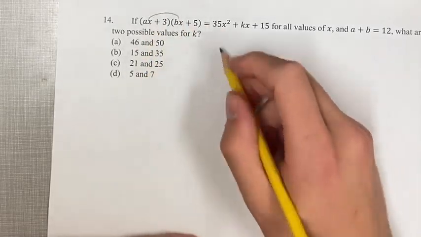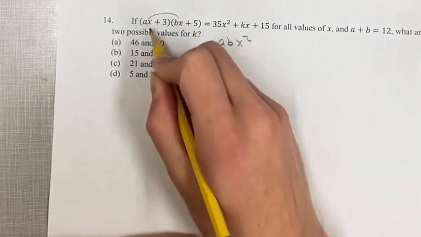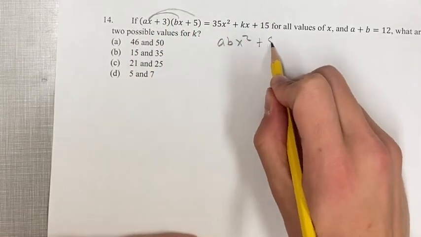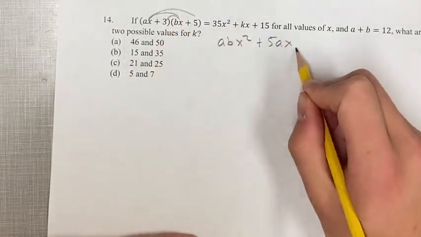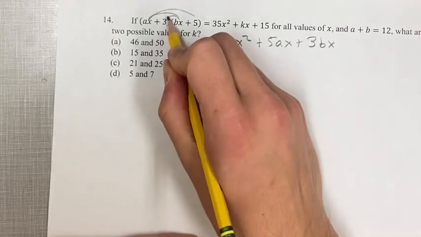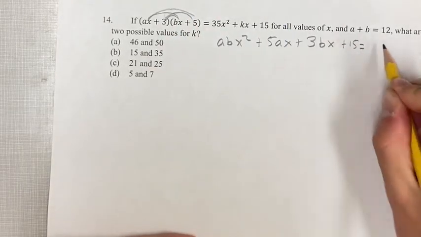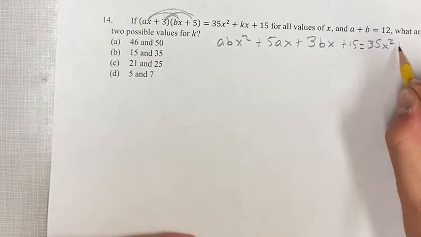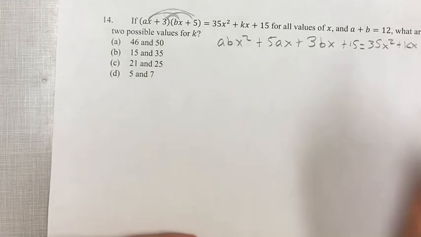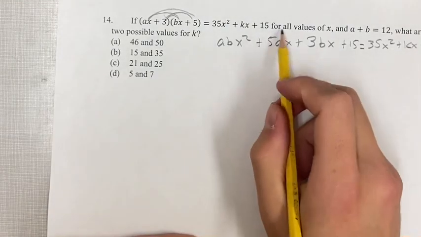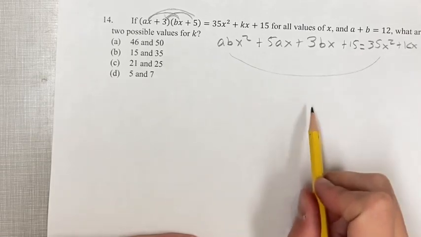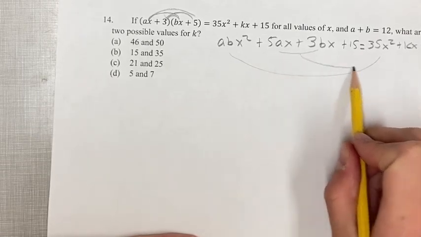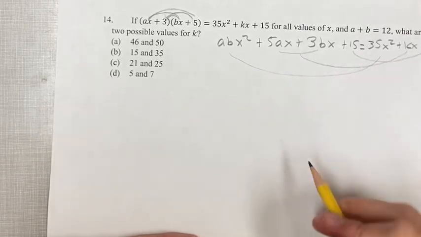So we have ax times bx is abx², plus 5 times ax is plus 5ax, plus 3 times bx is plus 3bx, plus 3 times 5 is 15. And this is equal to 35x² + kx + 15. So for this to be true for all values of x, the x² terms have to be equal, these two x terms have to be equal to this one, and then 15 has to be equal to 15.